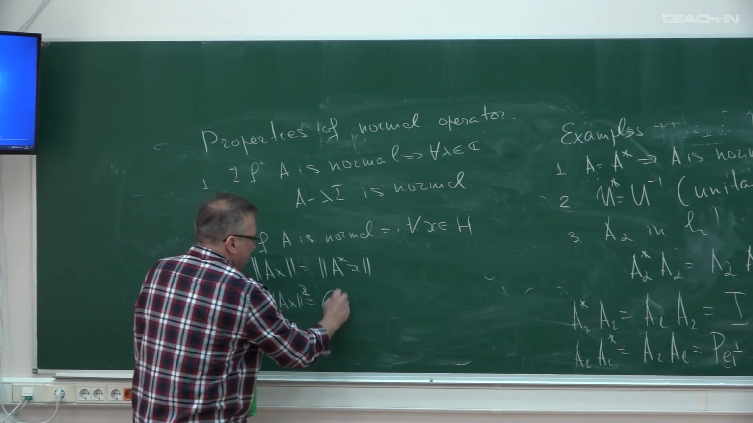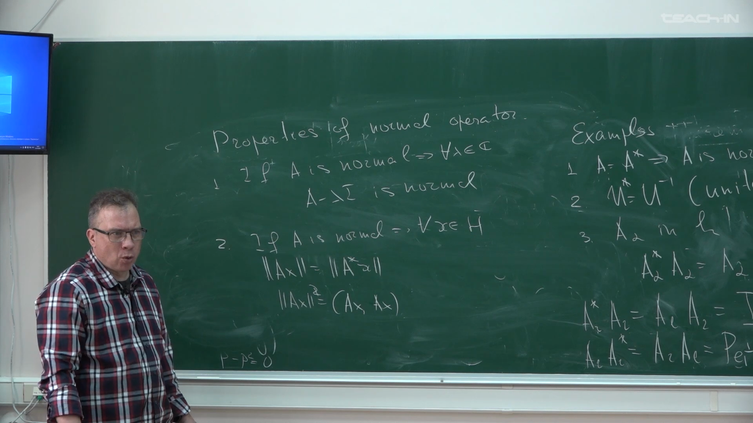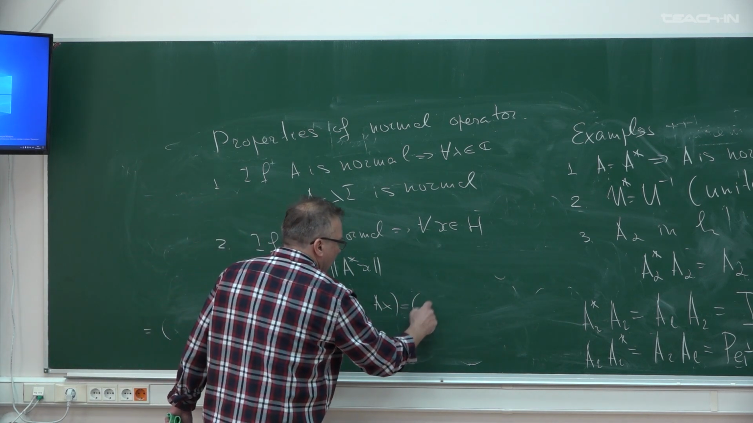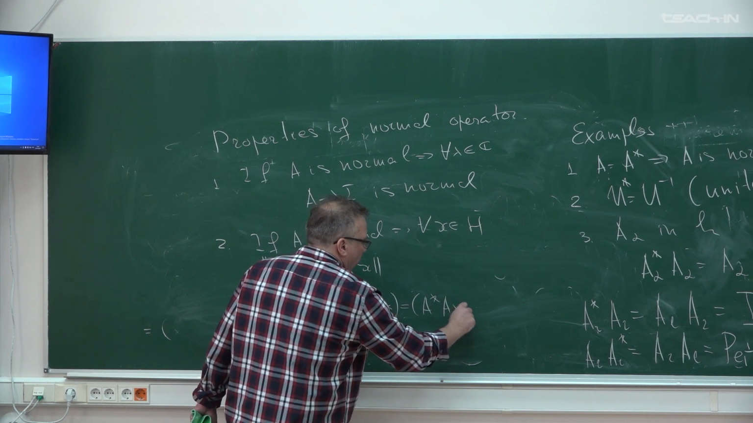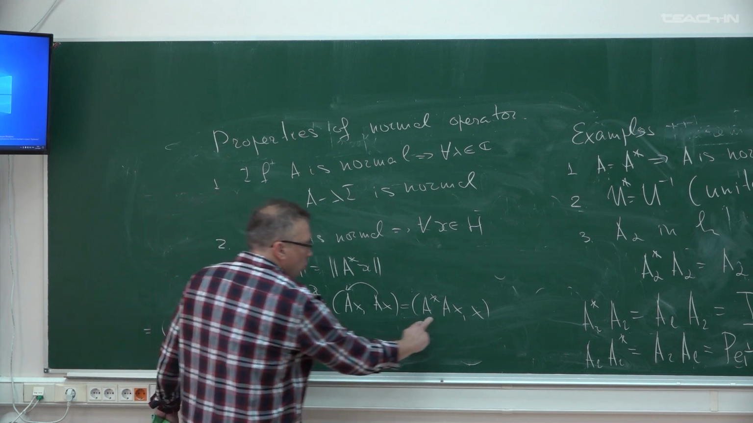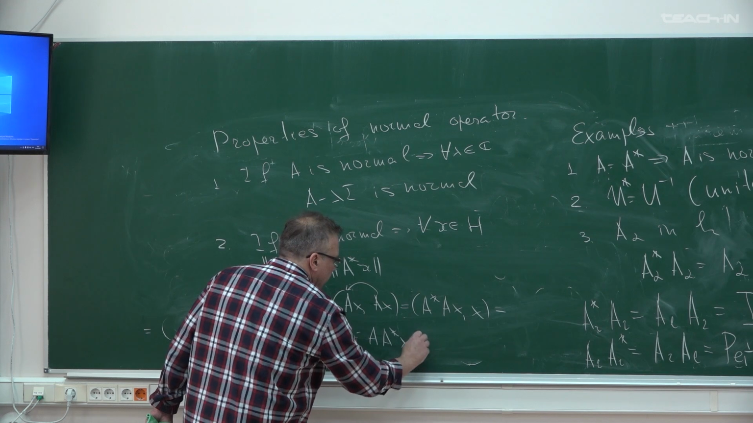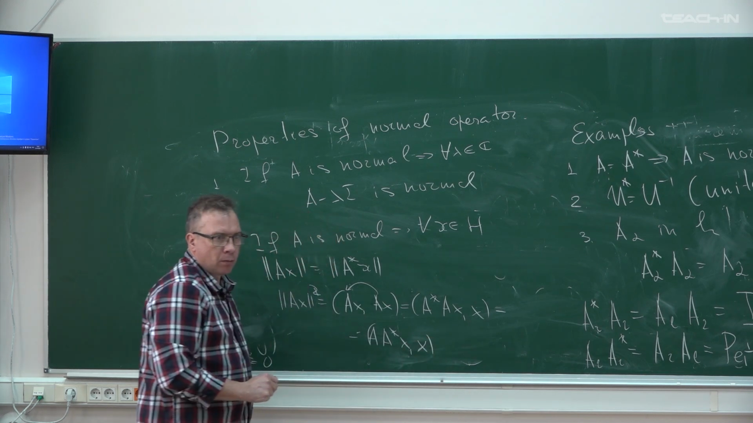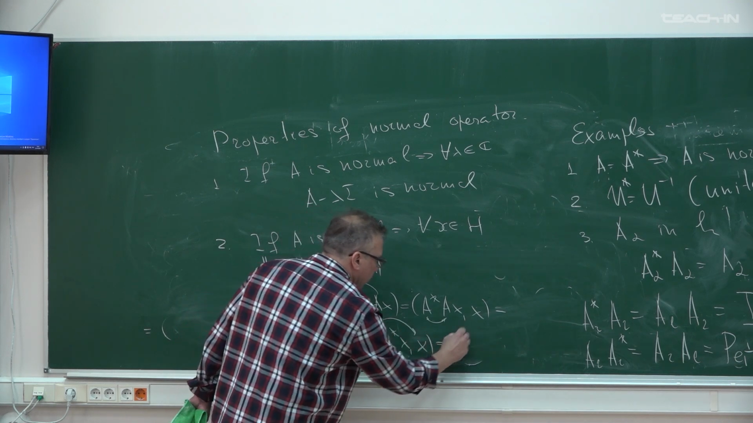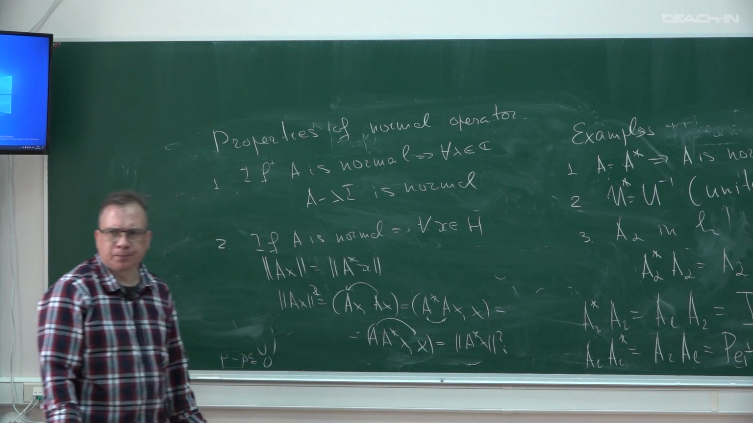One hint: write it in the following way. By the definition of the adjoint operator, you put it here. Then you change the order because it is normal. Change the order here, and then put the operator here, and you obtain this. That's all.